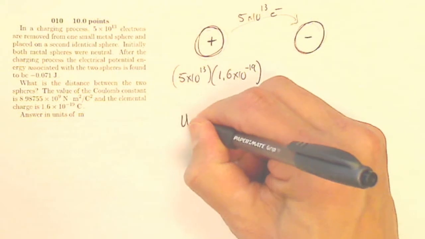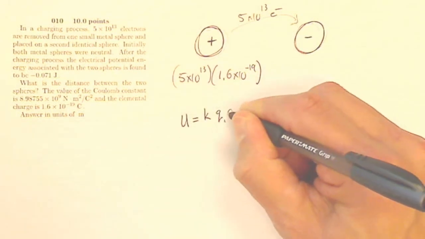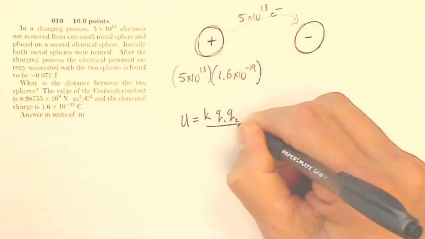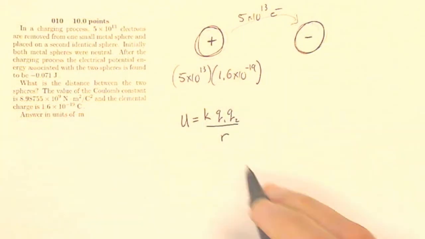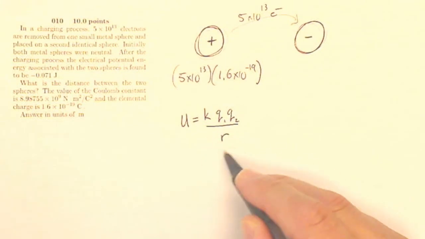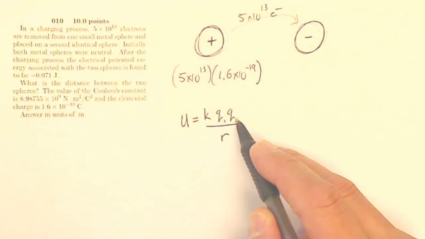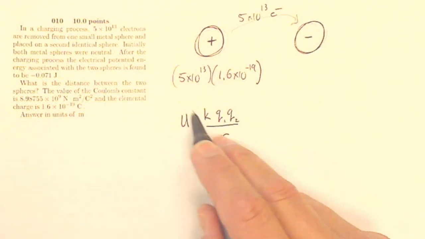So I know that my amount of energy is going to be K times the amount of the first charge times the amount of the second charge divided by the distance between them, not squared. So I am looking for the distance between the charges. I'm looking for R. I know K. I know Q1. I know Q2. And I know U. So U is negative.